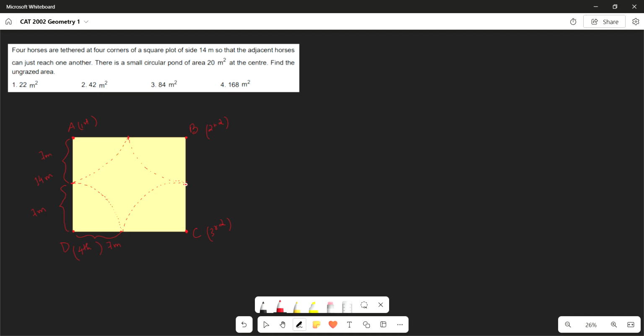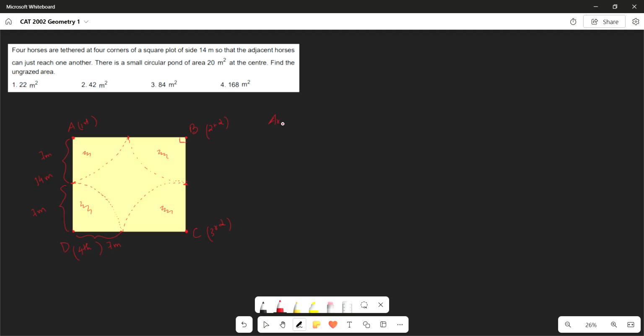So the first horse will be able to graze this area, the second horse will be able to graze this area, the third horse will be able to graze this much area of grass, and the fourth horse will be able to graze this much area of the square. Now this is a quarter of a circle. So how do you find the area of a quarter of a circle, where the angle here will be 90 degrees? This is basically a sector of a circle, and this is the angle theta, which is equal to 90 degrees.